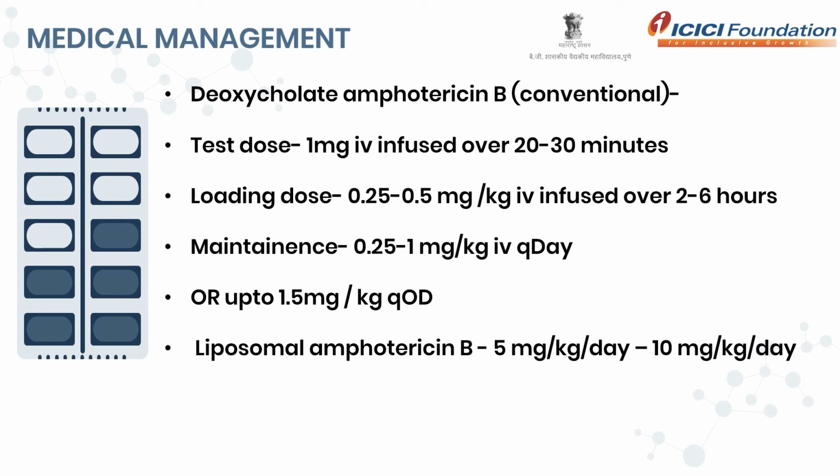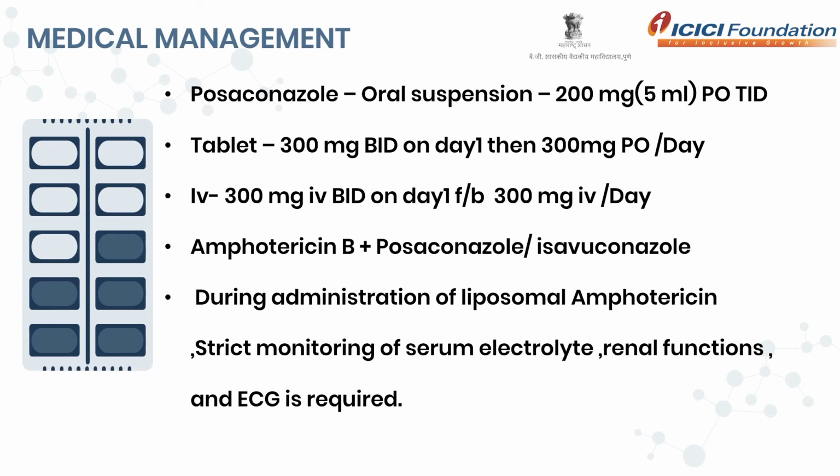The third drug for this antifungal treatment is posaconazole. It is available as an oral suspension, 200 milligram orally thrice a day. Tablet form is 300 milligram twice a day orally. IV is also available, 300 milligram twice a day. And the fourth group of drug is isavuconazole, 200 milligram per day, and that is not available in India.